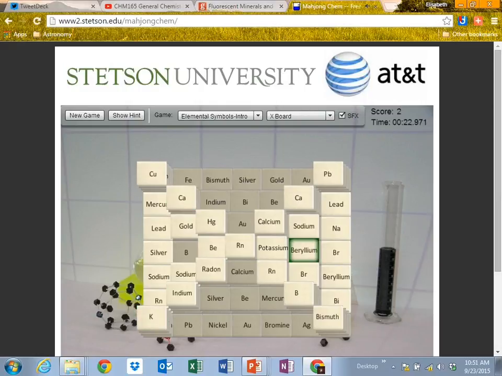Let's see, sodium. Sodium is Na, but I don't see an Na. Is it available? It's on the far right. Oh yeah, it is, thank you. Sodium, very good. Those two can go away. I love Mahjong. This is chemistry Mahjong.